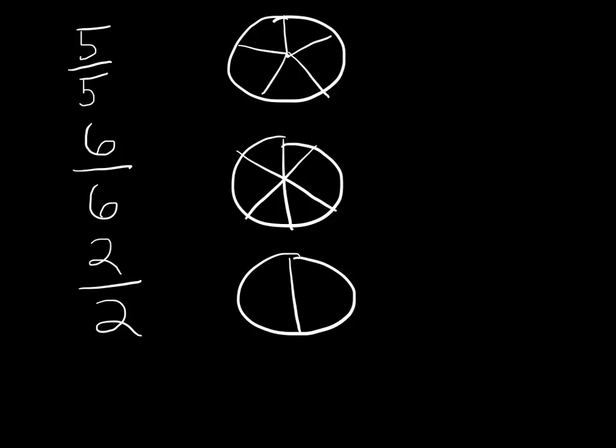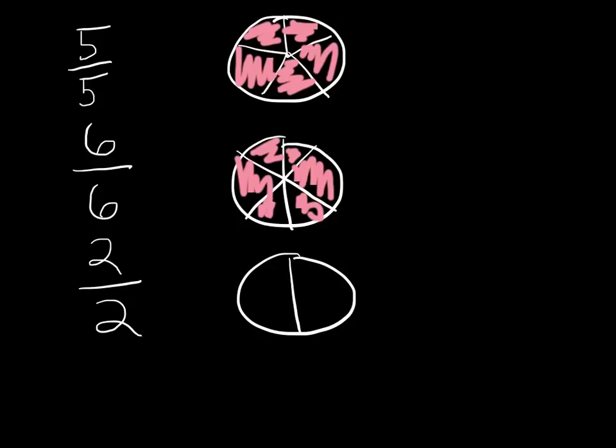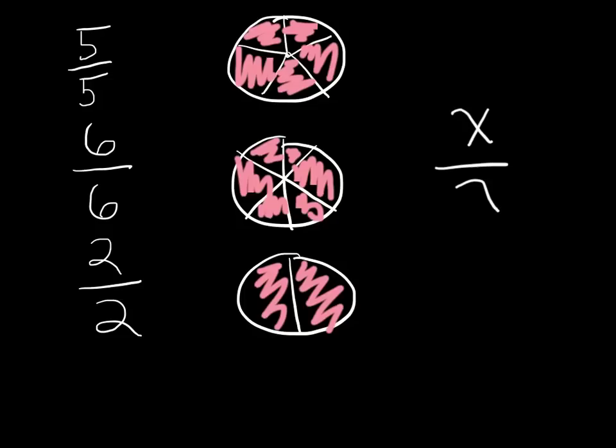This works for any fraction, whether it's 5 over 5, 6 over 6, or 2 over 2, the number over itself is going to equal 1 whole, because you have your entire set. This is a good general rule to remember. Anytime you have a number over itself, the number is equal to 1. So if you have a million over a million, it is still equal to 1.